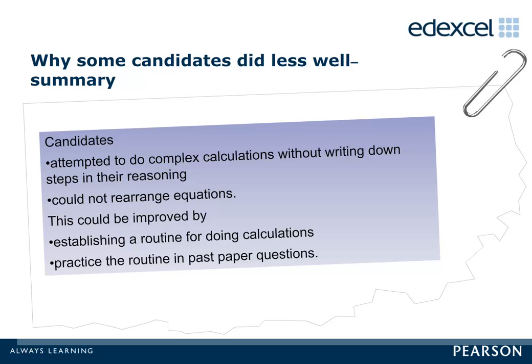Calculations involving rearranging equations will be set on the higher paper. A simple but effective routine for doing all calculations is: select the correct equation from the list at the front of the paper. Substitute the given values into this equation, making any necessary unit changes, for example, changing hours to seconds. Rearrange the equation if that is required. Use a calculator to get the final answer.